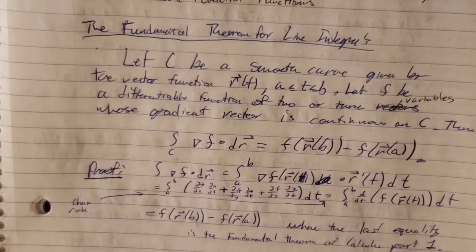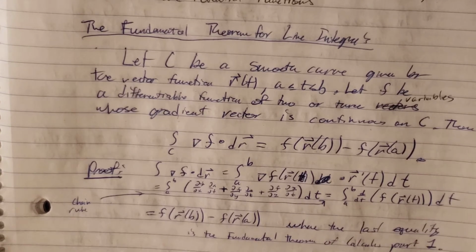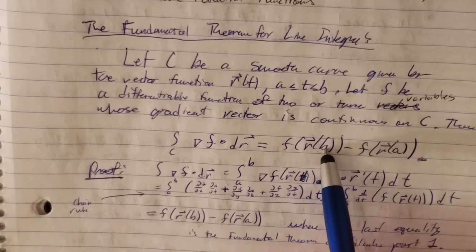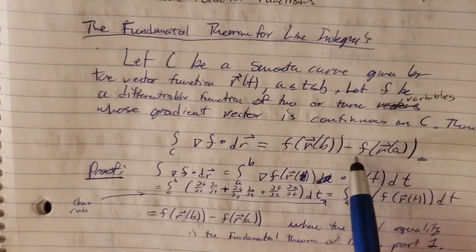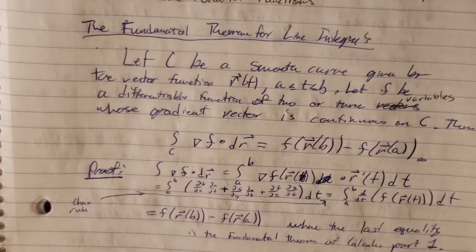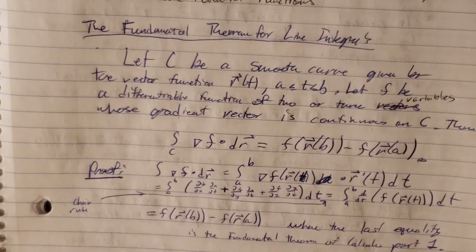And this looks very much like the fundamental theorem of calculus part 2, where you just plug your upper bound into your original function and you subtract off plugging in your lower bound. That's essentially what ends up happening here, but let's actually go through the proof for that.